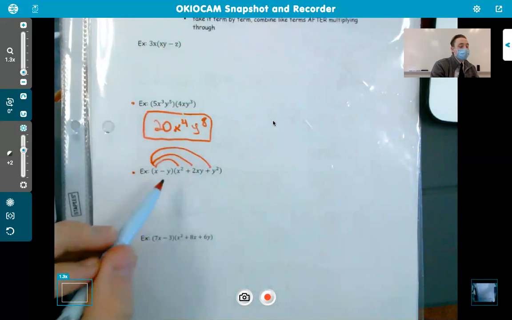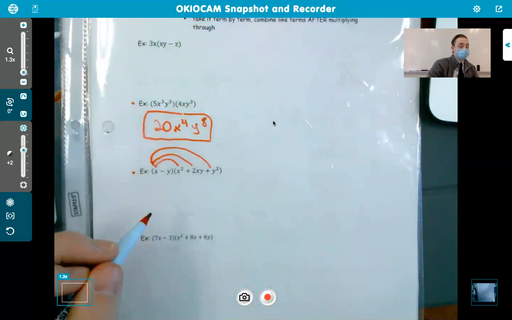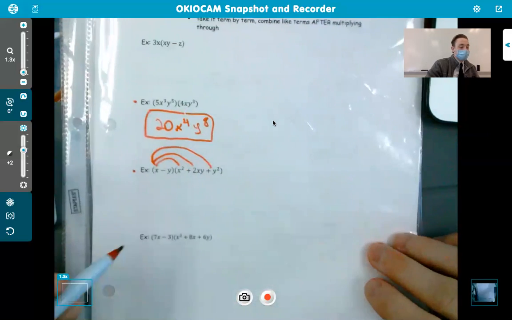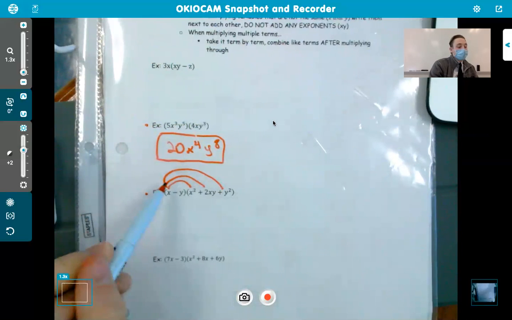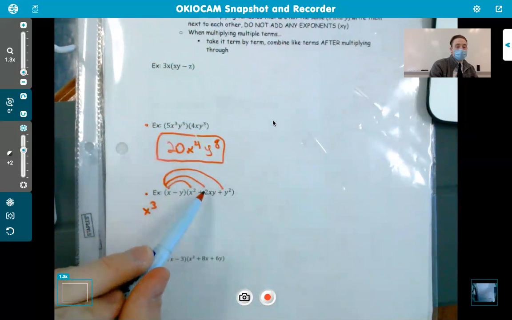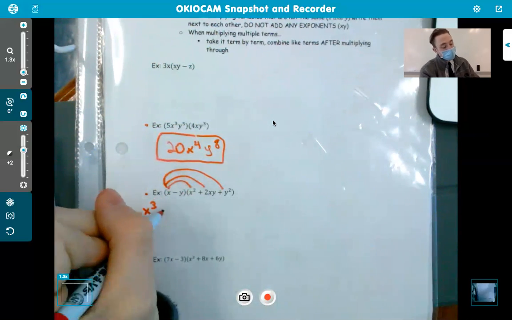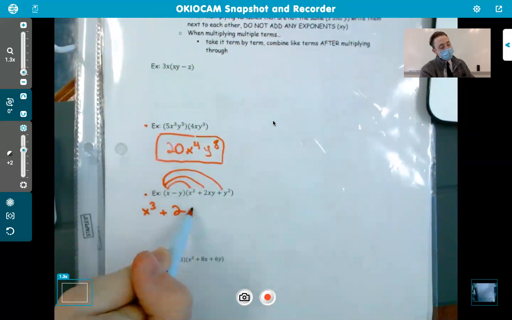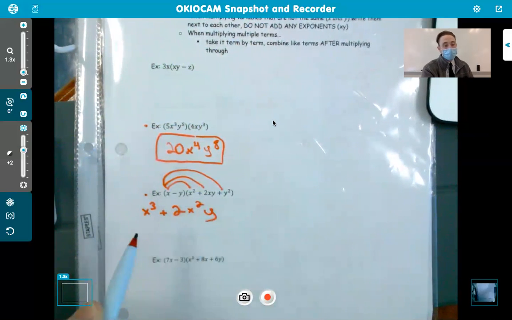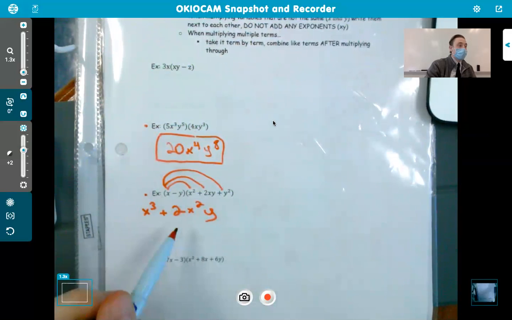What's x times x squared going to give me? X cubed. X times 2xy. Well, the 2 will stay the same, right? I have an x times an x, that becomes an x squared. There is no y term, so that just tags along, and I have 2x squared y.